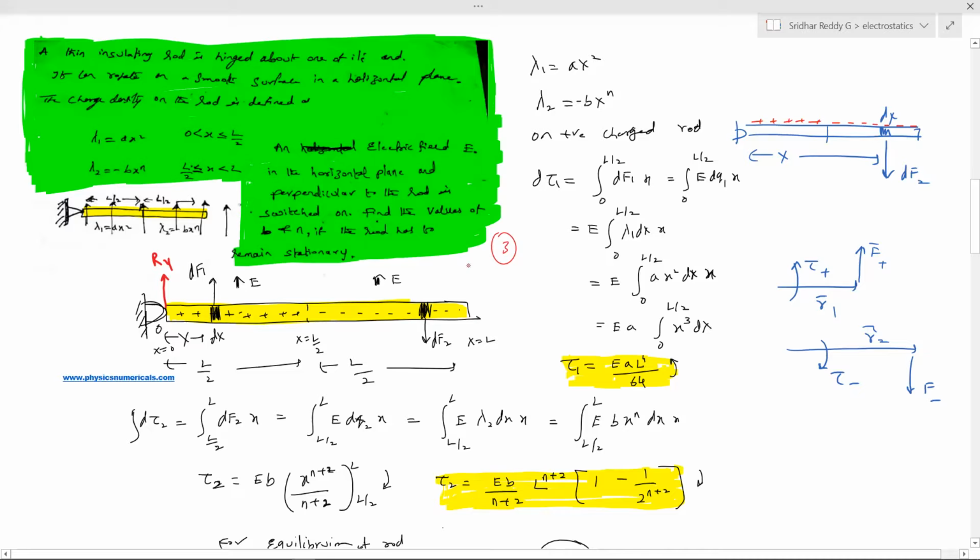So df2 into x should be the limit. So it should be the torque. And how it will be? It will be clockwise. So what is df2? E into dq. dq equal to lambda 2 dx. Further, lambda 2 is what? Given by this, minus bx to the power of n. Only substitute magnitude. Already the sign we have taken care.